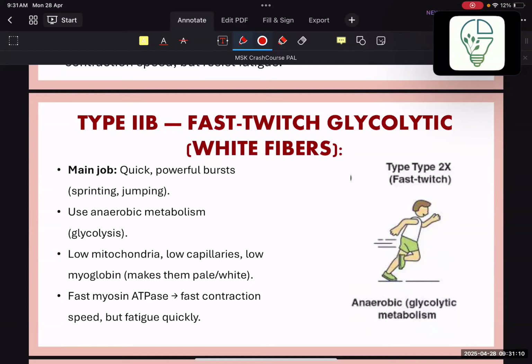So you don't need a lot of mitochondria in these muscles. You don't need a lot of capillaries or myoglobin, and that's why they're white, they're pale, and they have a fast myosin ATPase because you want that fast contraction. And of course, they're going to fatigue quickly. Nobody just sprints the entire day. You just sprint for a while, and then you exhaust that muscle.